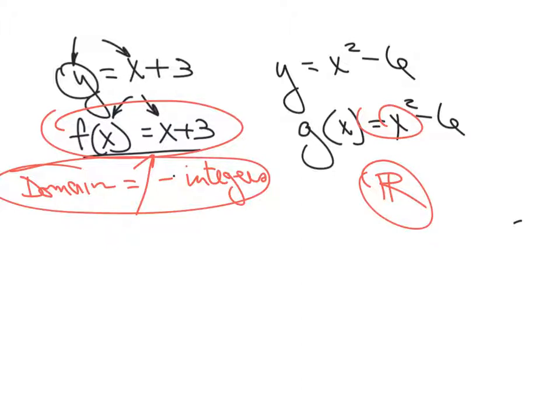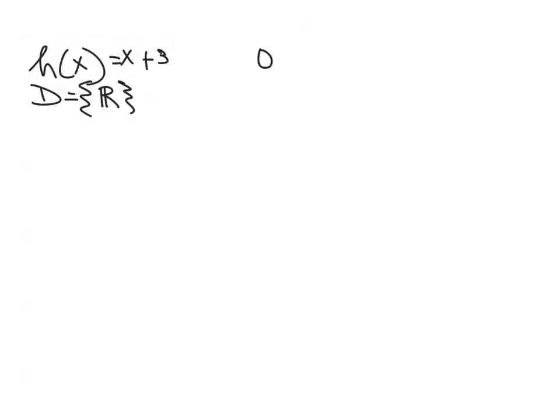Alright, so let's look at some combinations of my functions, some of the things that we can do with these functions. Now let's look at an h of x. This is one equation, and we'll say that's x plus 3. And we'll say that our domain is the set of real numbers. Okay, so x can be any number in the whole history of the universe as long as it's not an imaginary number.